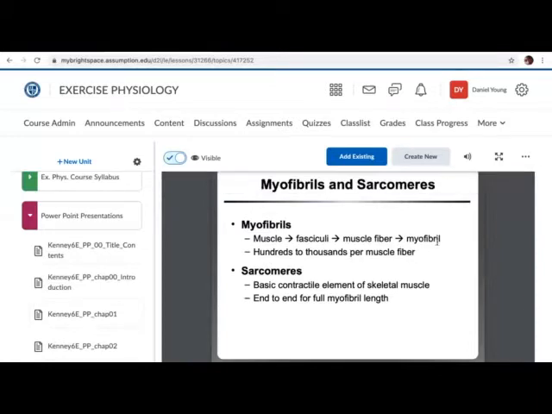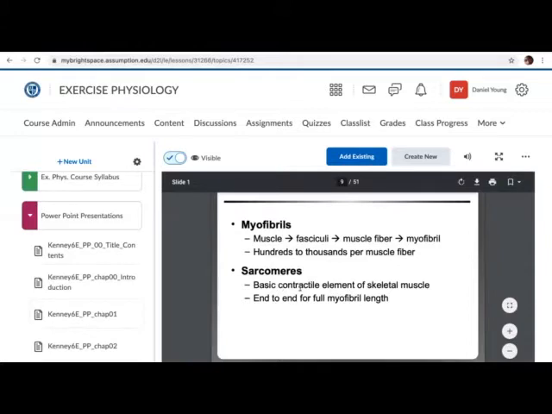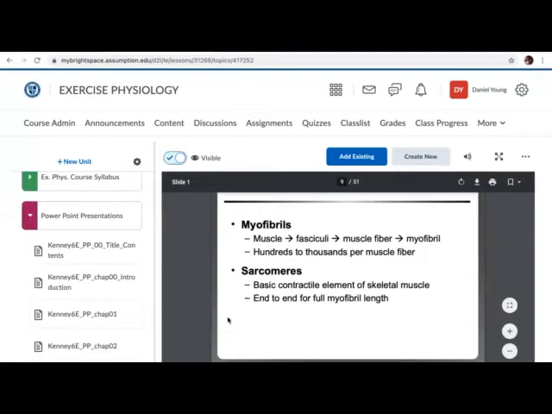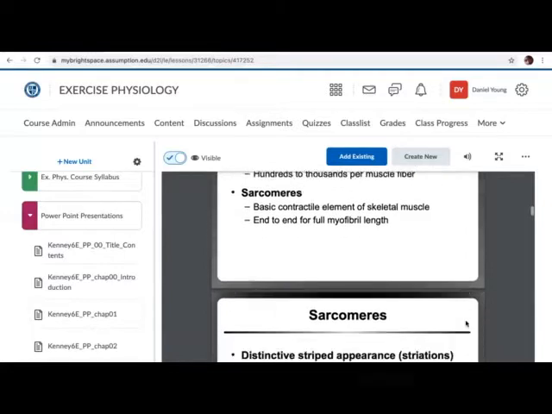These myofibrils are broken down even further into what are called sarcomeres. In the sarcomere is where the contractile elements, actin and myosin, are going to be. The actin and myosin are the smallest functional unit of a muscle, where muscle contractions occur. You'll have a muscle fiber that is really long, the length of the muscle, and these sarcomeres are lined up next to each other. So this series of actin and myosin relationships. So what is a sarcomere?